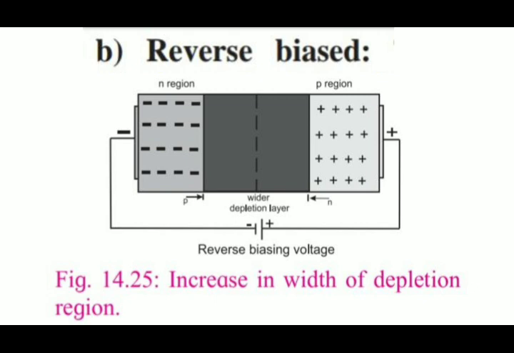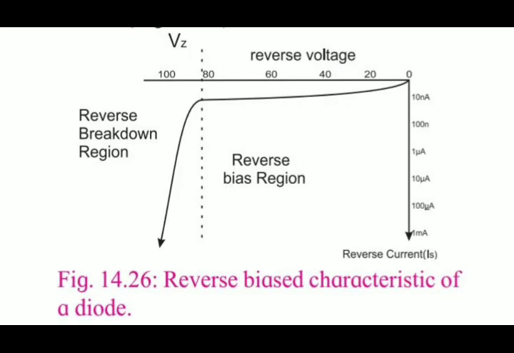The reverse bias characteristic of a diode is shown here. As you can see in this graph, initially there is no increase in current. You can see the value of voltage here, and when there is overheating, the current will increase. So this is the reverse bias region and this is the reverse breakdown region.